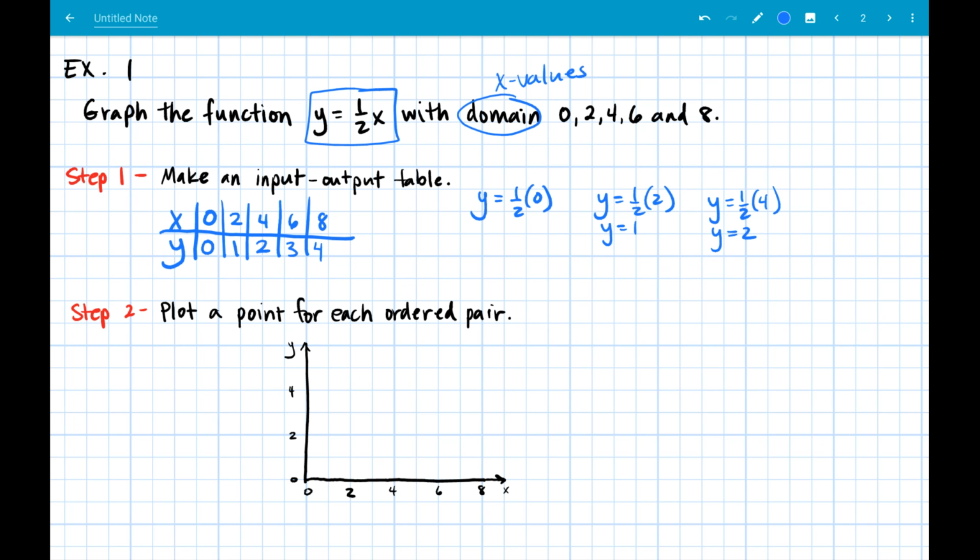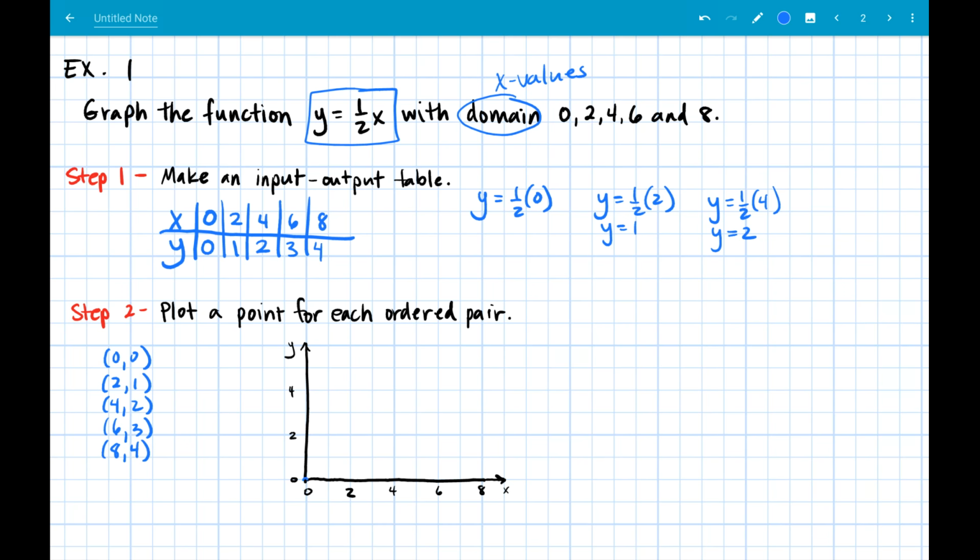Now each of those on the table can be written as an ordered pair. So the first one would be the point (0, 0). Then we have (2, 1). Then (4, 2). Then (6, 3). And lastly, (8, 4). We can then plot each of those points on this graph.